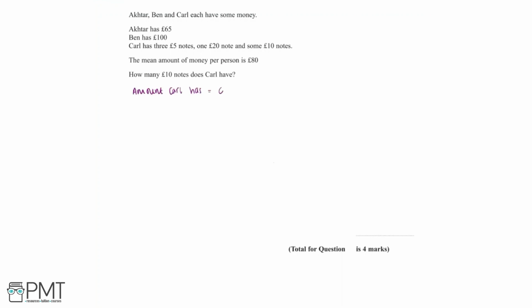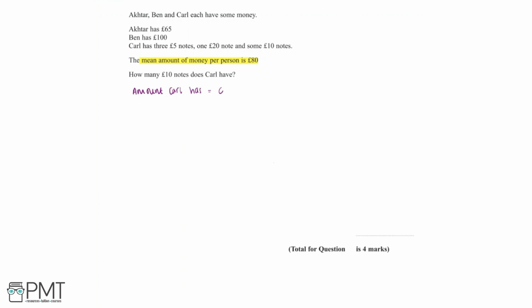We're told that the mean amount of money per person is £80, and let's use this information in order to form an equation. Now to find the mean of a set of data, we find the sum of the values by adding them all up, and divide the sum by the number of values in the set. Now we have 3 values in our data set. We have the amount of money that Akhtar has, the amount of money that Ben has, and the amount of money that Carl has. And to find the mean, we add these 3 values up and divide it by 3.